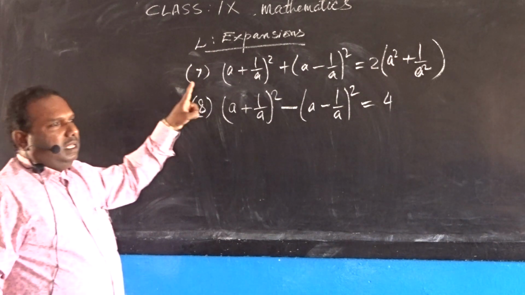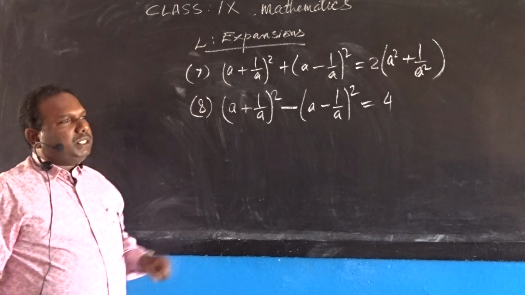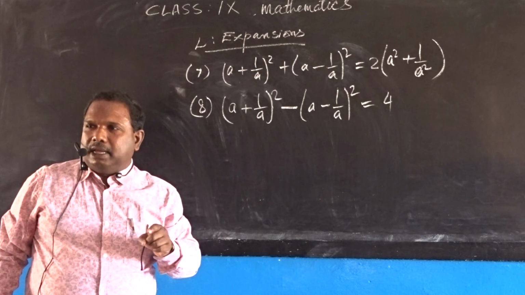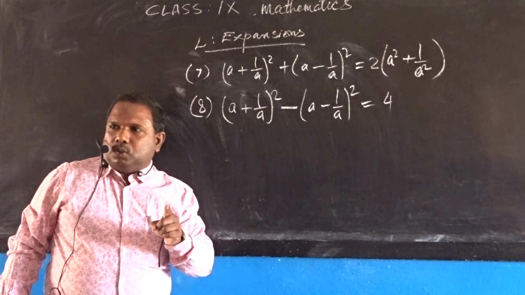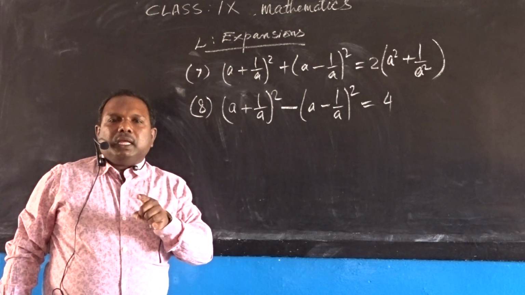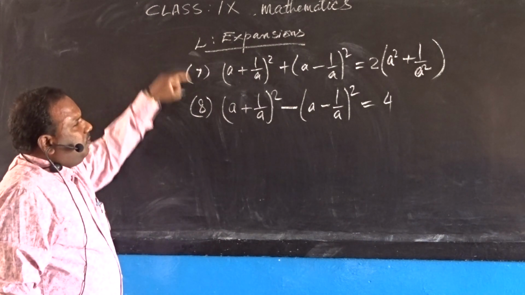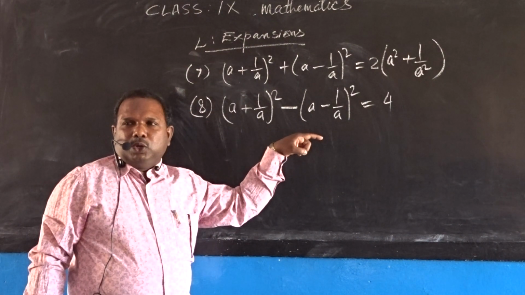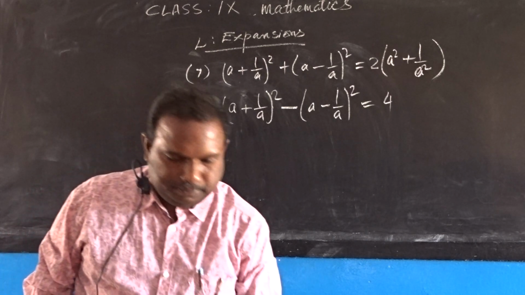(a plus b) all square is equal to a square plus 2ab plus b square is an identity. Likewise, (a minus b) all square is equal to a square minus 2ab plus b square is an identity. That is, each of these equations is an identity. Now we are going to solve questions from exercise 4a.